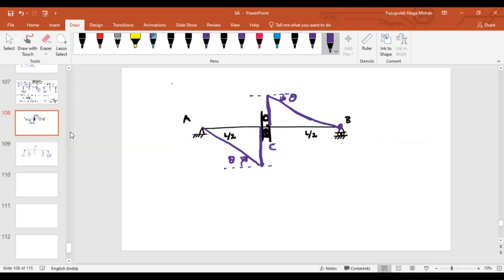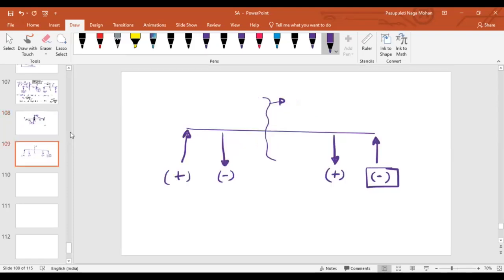Imagine if it is ACB. Can you tell me again which portion you will consider upward and which portion you will consider negative? CB is negative. Yes, sir. Why again? Sir, slide number 109, the right side portion, the upward direction is taken as negative.